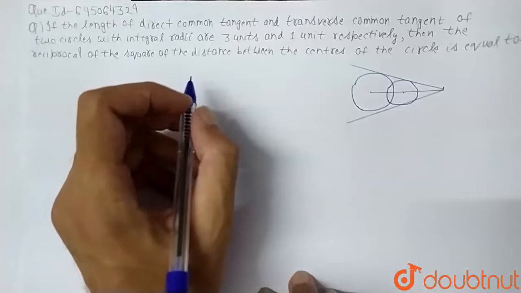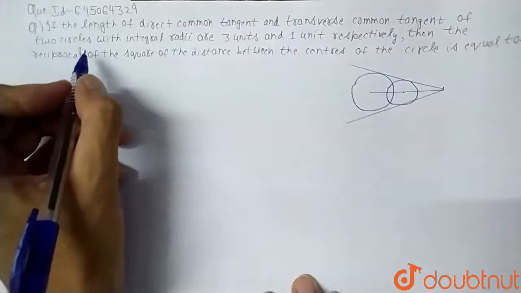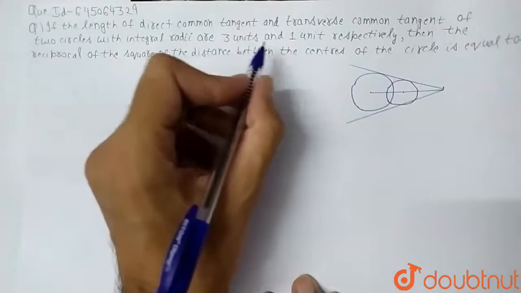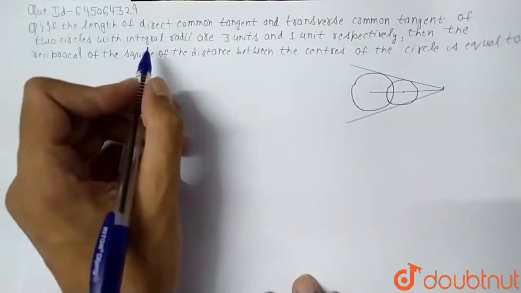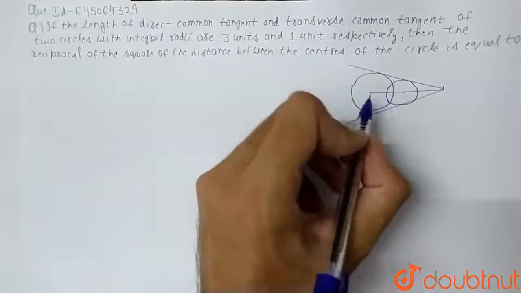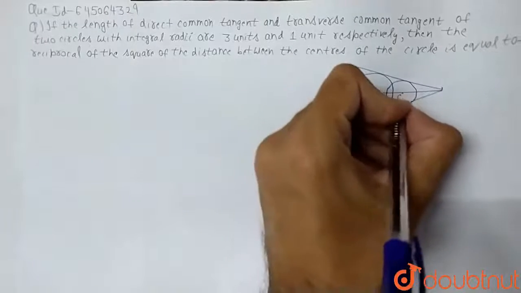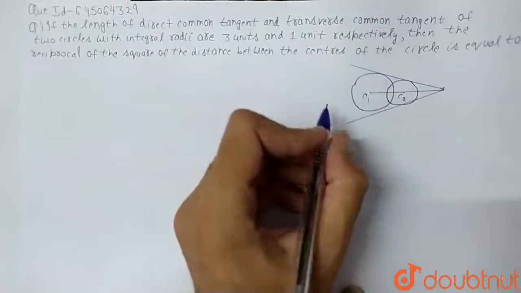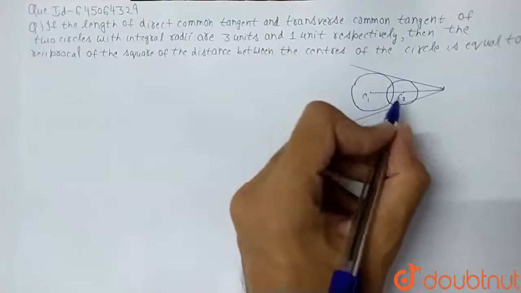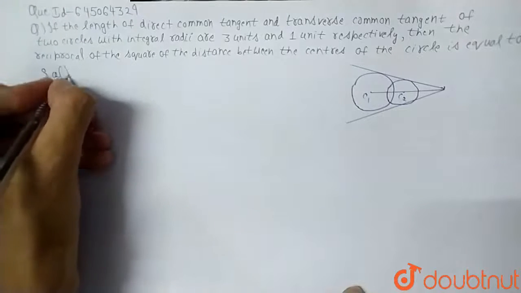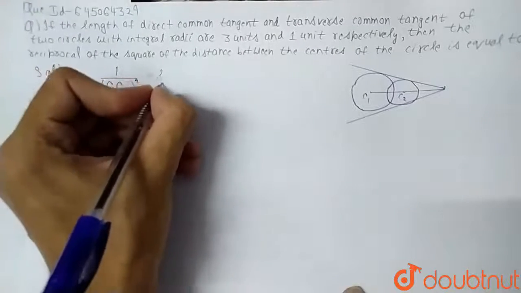Basically, in this question we are given the length of the direct common tangent and transverse common tangent of two circles with integral radii, 3 units and 1 unit respectively. Then we have to find the reciprocal of the square of the distance between the centers of the circles. So we have two circles, C1 and C2, and we have to find the value of 1 by C1C2 whole square.